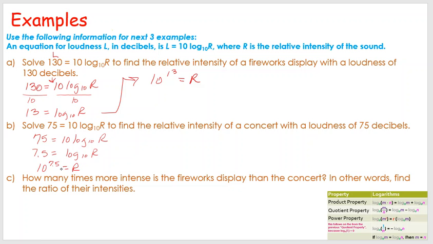So now I'm going to move to part C, which says how many times more intense is the fireworks display than the concert. In other words, find the ratio of their intensities. So you're going to put 10 to the 13th in your calculator, divided by 10 raised to 7.5. And I'm just going to round that. Well, this is an approximation, not an equals. It is 316.228 times more intense. The fireworks is more intense than the concert.